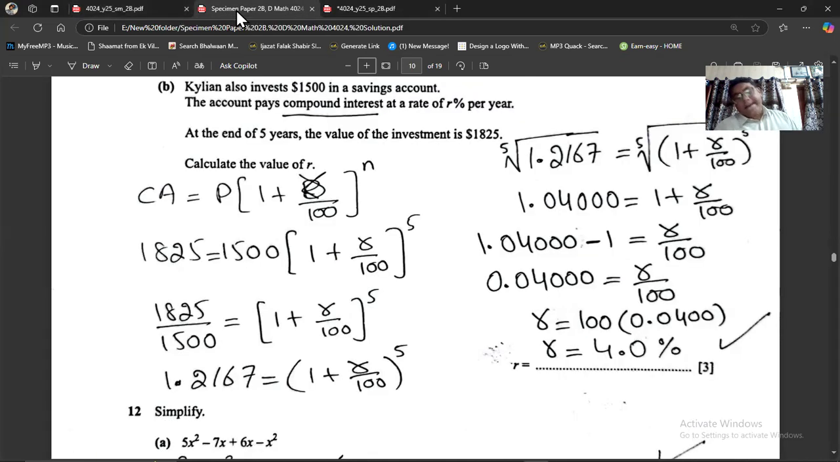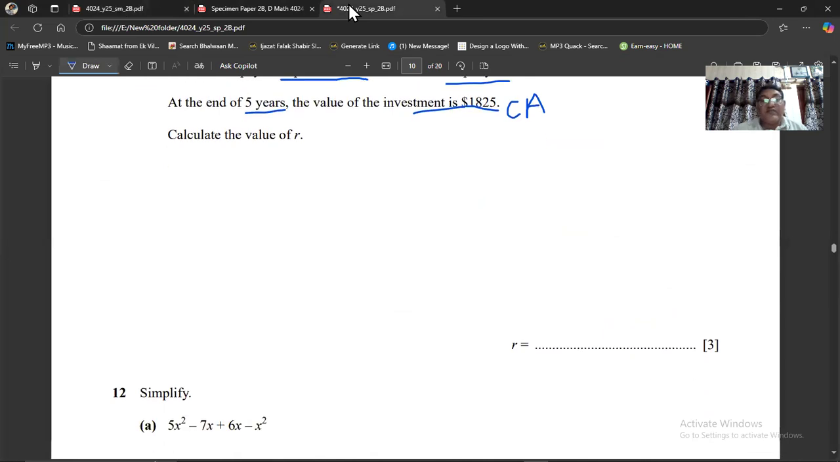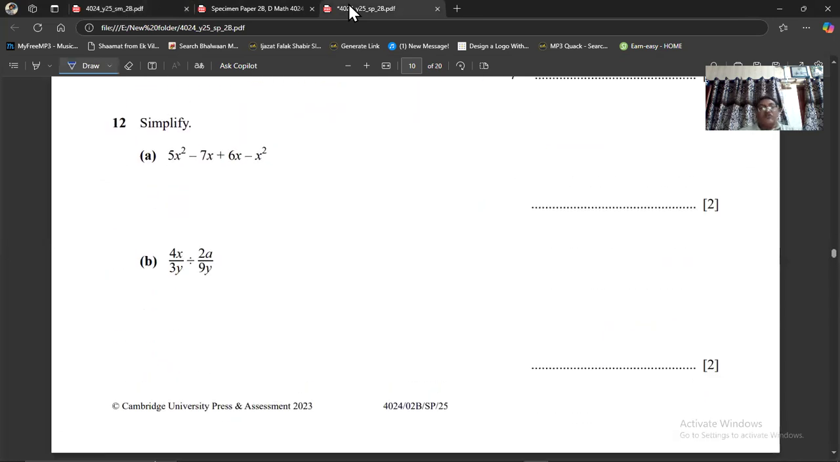Here the only problem was to take the fifth root. Anything raised to power 1 by 5, the power is 1 by 5, is the fifth root. Okay, I hope you understand this question. We are going to the next question, that is question number 12.